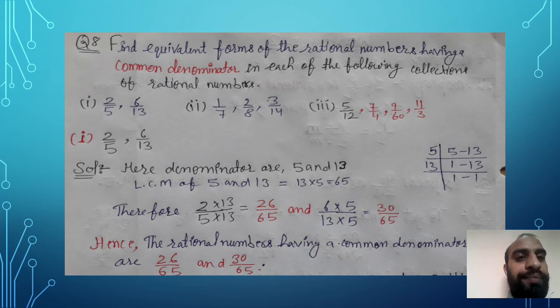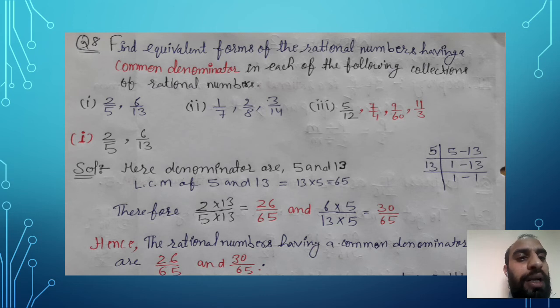The 8th question is very important. Find the equivalent form of the rational numbers having a common denominator in each of the following collections of rational numbers. You can see I have written common denominator in a different color because this is the main part of this question. Here we need to write equivalent rational numbers with a common denominator. There is no need of any numerator. We are talking about the denominator. So let's take some cases first. First is 2 upon 5 and 6 upon 13. Second is 1 upon 7, 2 upon 8 and 3 upon 14.